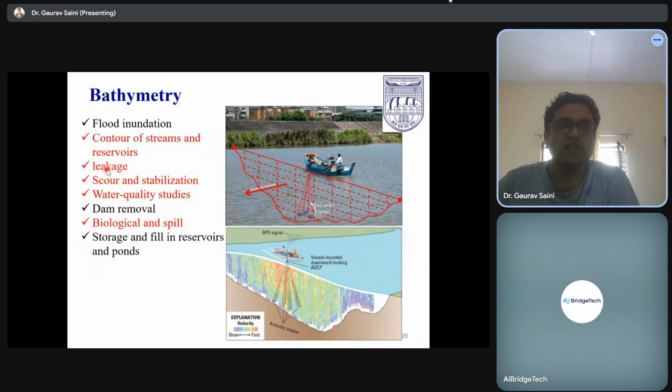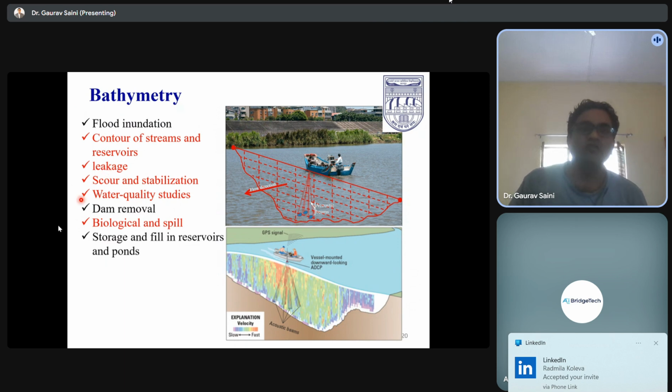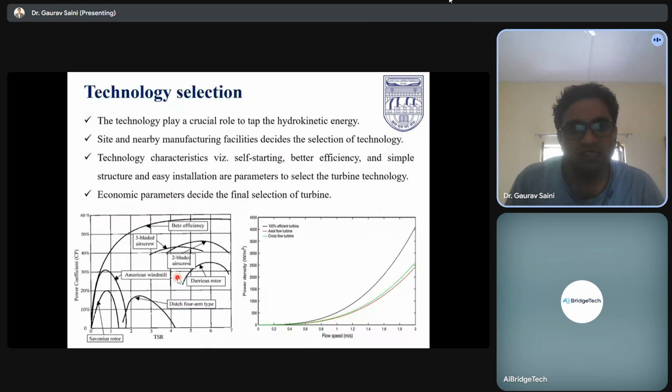In the case of bathymetry, we need to have the contours of the streams and reservoir. There may be some leakage, and there may be scour stabilization and water quality studies. These are the studies that we have to do. Dam removal, biological effects and spills, storage and filling of the reservoir: these are the number of steps that we have to take during the bathymetry study.